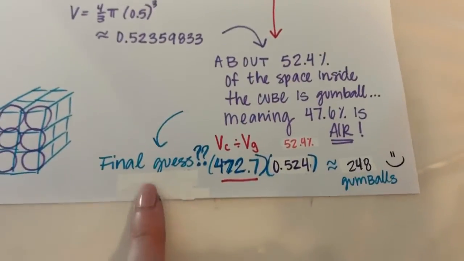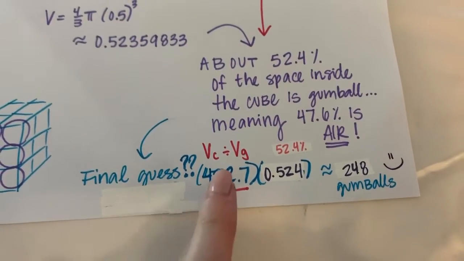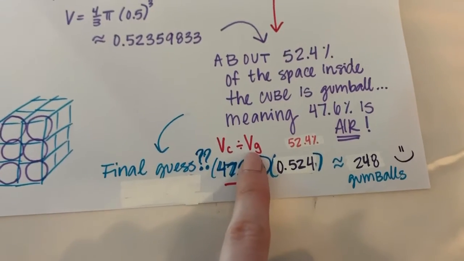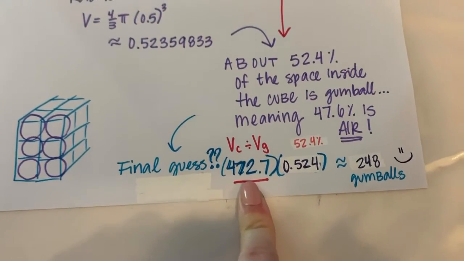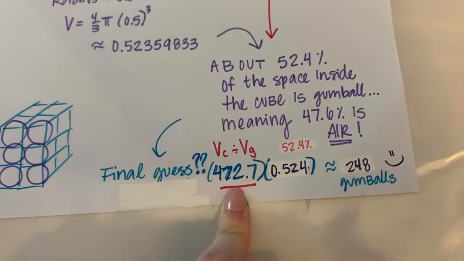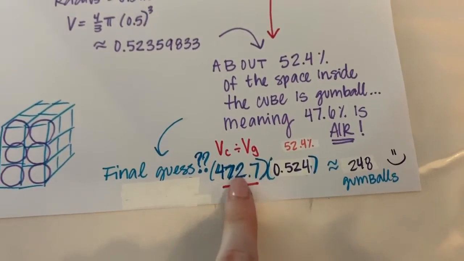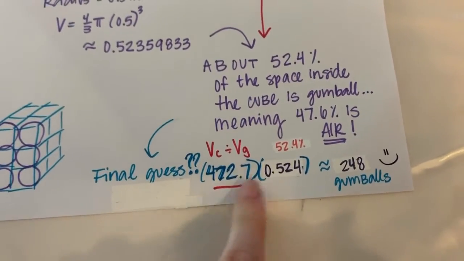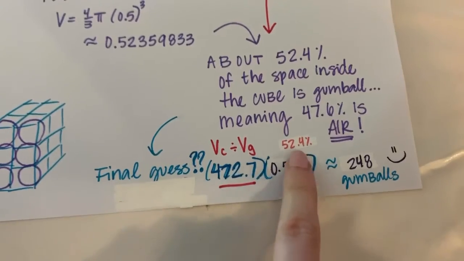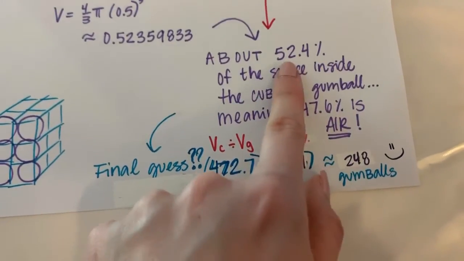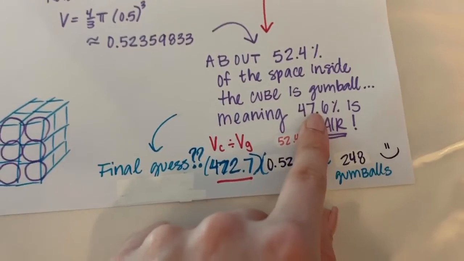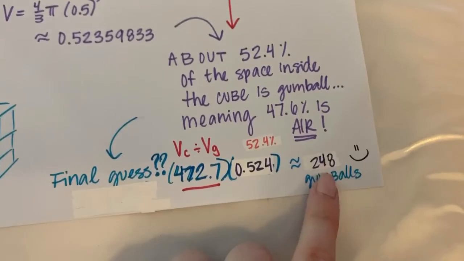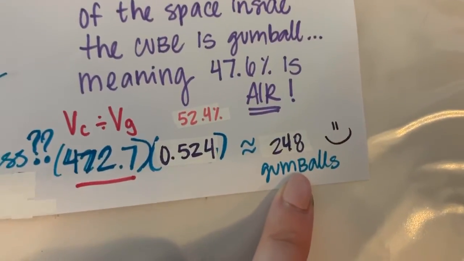So here's what I ended up doing to get my final guess. I took the volume of the cylinder that I got originally. I divided by the volume of the gumball, and this was my first answer. So if I wasn't really thinking it through, that is the answer that I would guess. I would round this, of course, to 473. But I actually took that original answer and I only wanted to have about 52.4% of it because that was how much space inside was actually gumball and not air. So I found 52.4% of it and I got a final answer, rounding of course, of 248 gumballs.